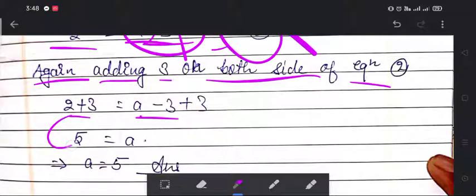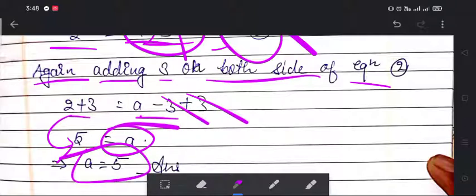So 2 plus 3 becomes 5, and 3 and 3 cancel out, so we get a only. Therefore the result is a is equal to 5. Therefore a is equal to 5 is the right answer. Okay students, so I hope it is also clear to everyone.